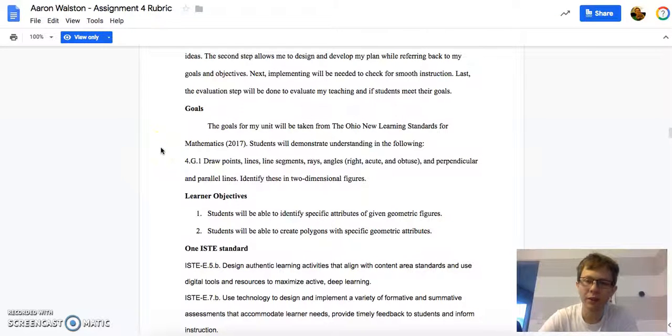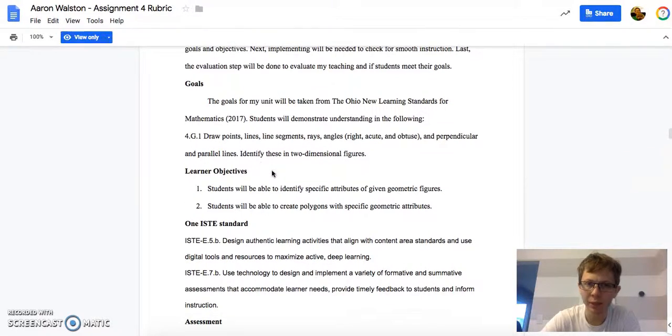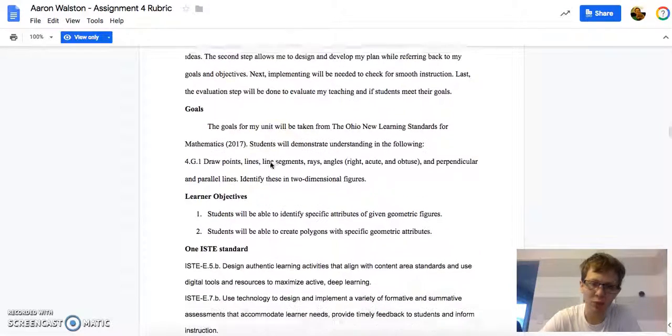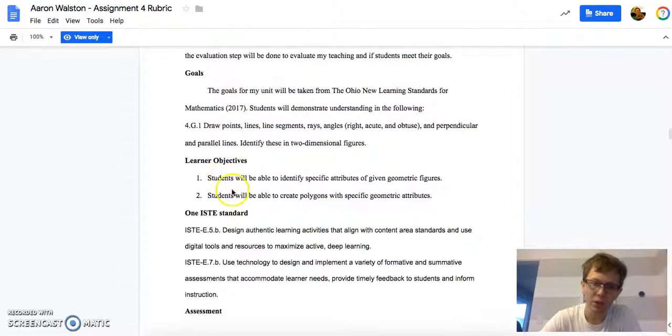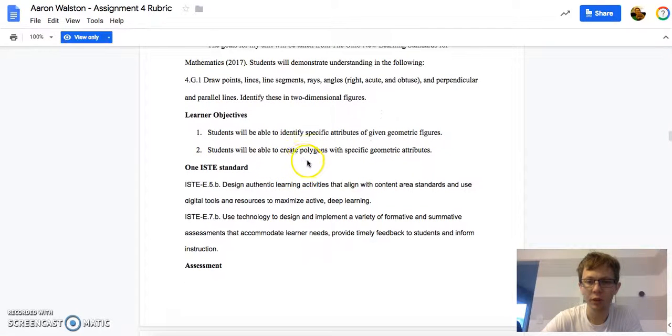Hi guys, this is my assignment 5, and I have to do a review of my assignment 4 that I created, my unit plan. My unit plan used the ADDIE model because I was looking at my goals and my objectives. My objectives were that my students needed to be able to identify specific attributes of a given geometric figure, and they needed to be able to create them.